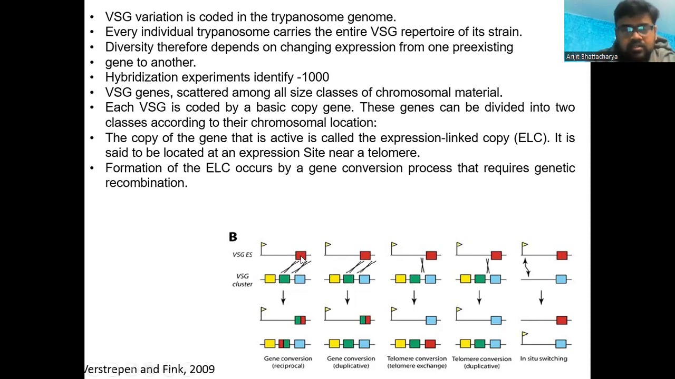So you can see here this red patch is the expression linked copy, and here you have the VSG cluster, different types of VSG genes, and a recombination event can occur, and this event can lead to formation of new types of VSG genes, or this recombination event can also lead to replacement of the pre-existing VSG gene with some other one. So this kind of gene replacement or gene conversion leads to expression of different types of VSG gene in trypanosoma, and thereby the surface glycoprotein variation is accomplished in the parasite.